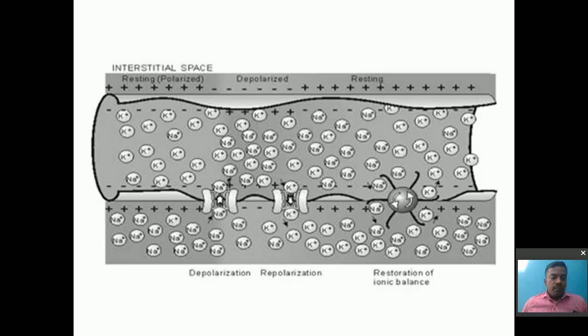Then after that, action potential. How does action potential take place? Consider you are sitting at your table in your class, and you are just sleeping. Suddenly someone hits your head. What will happen? You immediately get angry and wake up. So that is the action.